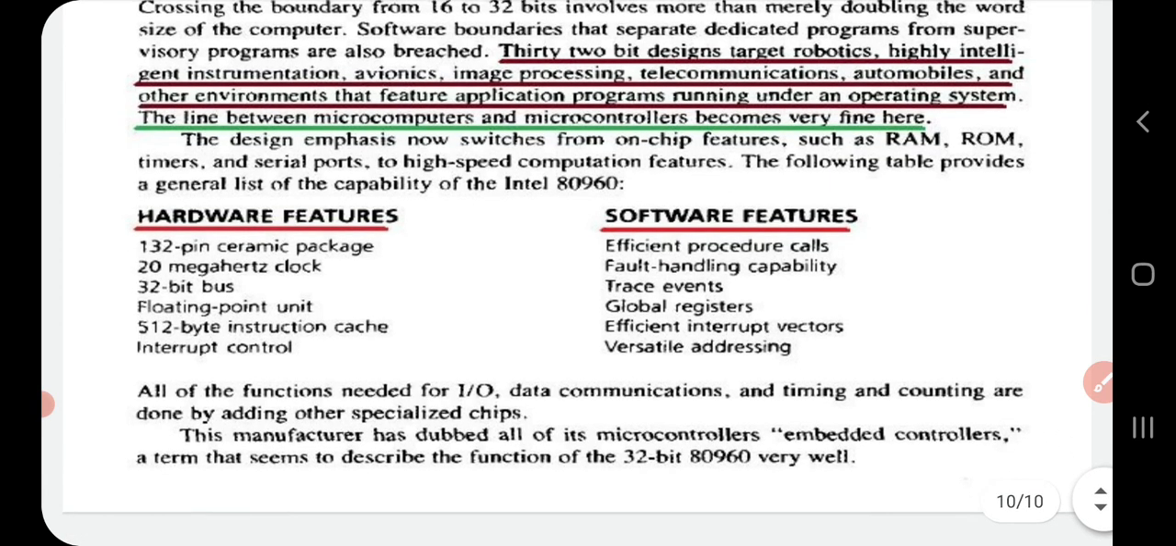Then all the functions needed for input output data communications, timing and counting are done by adding other specialized chips. That is, in order to perform such communications or such functions, we have to add specialized chips to these 32-bit microcontrollers. Now, this manufacturer has dubbed all of its microcontrollers embedded controllers, a term that seems to describe the function of 32-bit microcontrollers very well. So, that's all about microcontrollers.